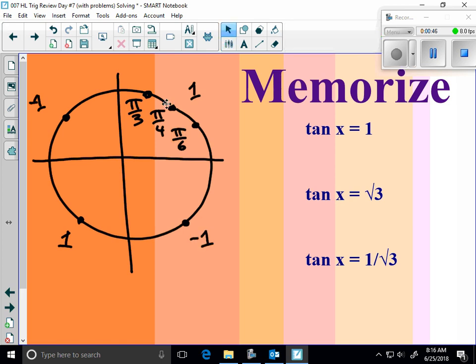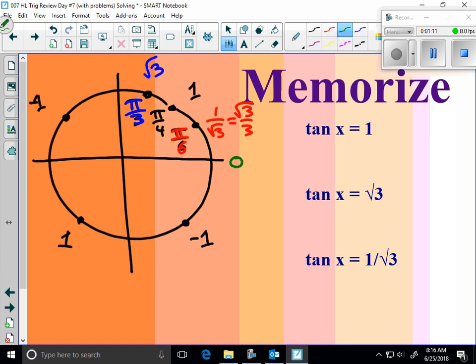Okay, then you have your pi over 6's. That's where you'll have your 1 over root 3, which is equivalent to root 3 over 3. Okay, and that'll stay true through the other quadrants as well, just with a change in sign potentially. And then here we have a square root of 3. Don't forget that your tangent is 0 at 0, and your tangent is undefined at pi over 2 and 3 pi over 2. Okay, be proficient in your unit circle, cosine, sine, and tangent.